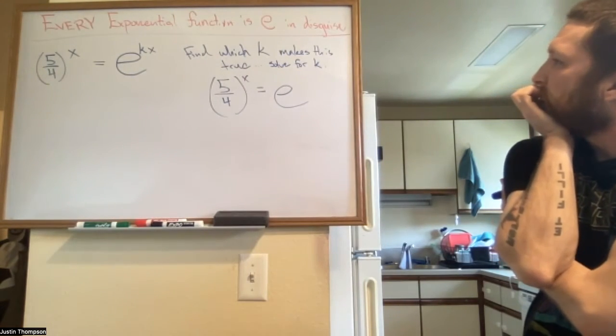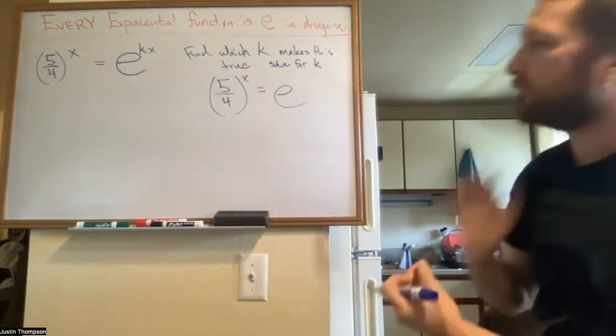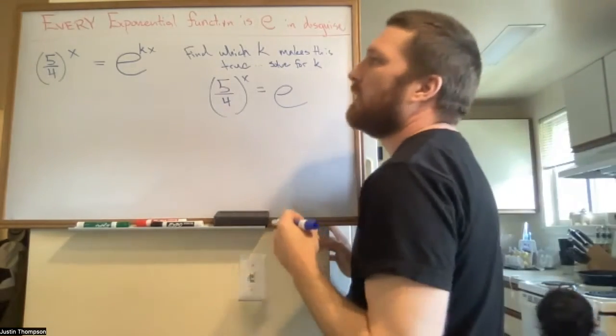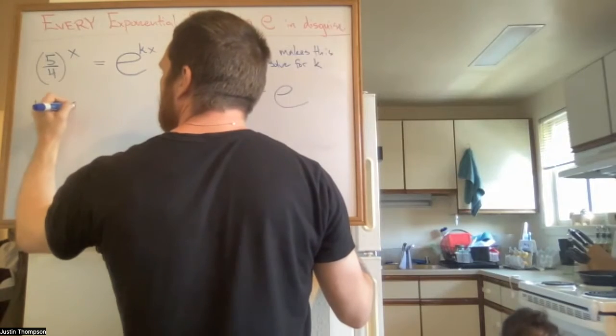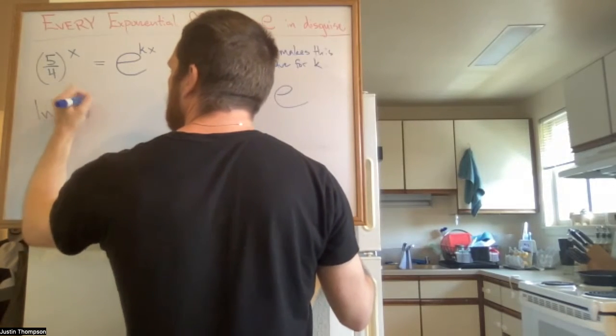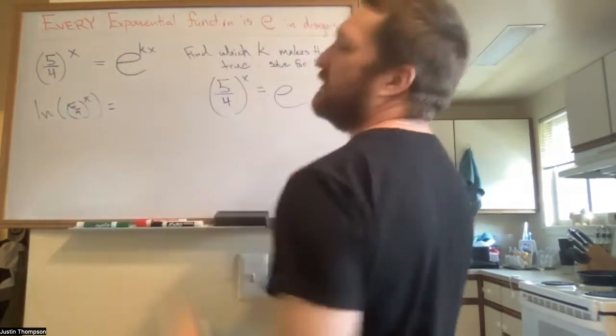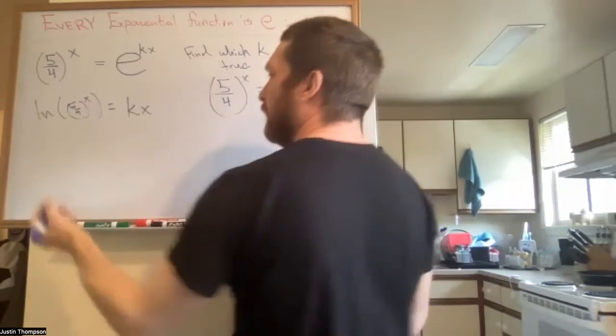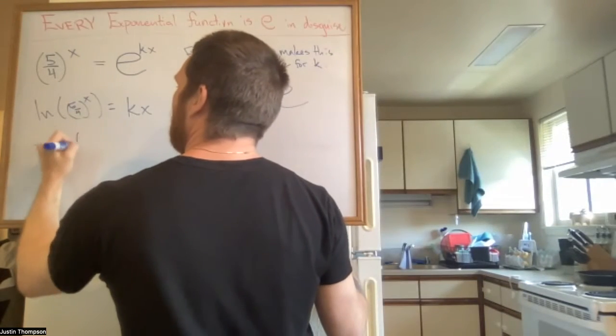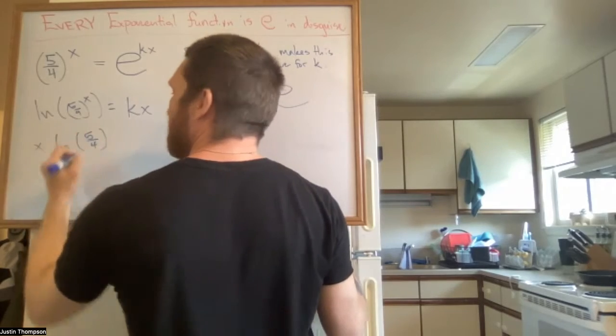More. Would it be the natural log of 5 quarters equals k? I believe so. Let's double check that. I'm going to take the natural log of both sides. 5 quarters to the x equals, I'm not even going to bother doing it. I know when I take a natural log, it makes that stuff pop out. The x comes out by our favorite property.